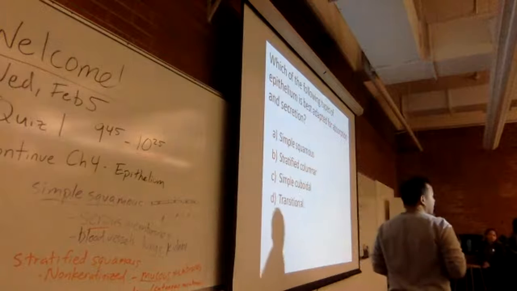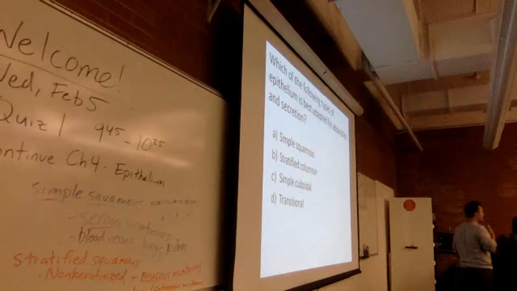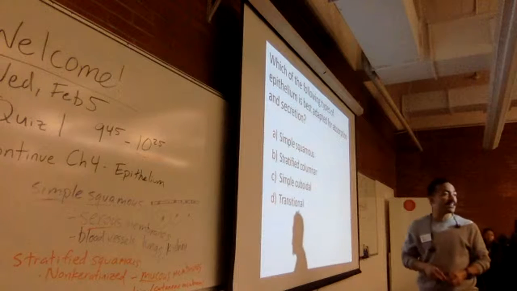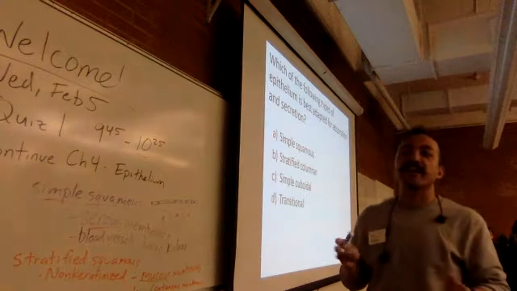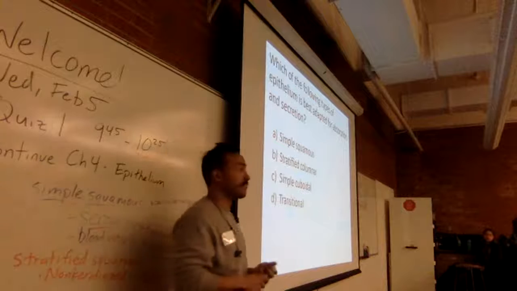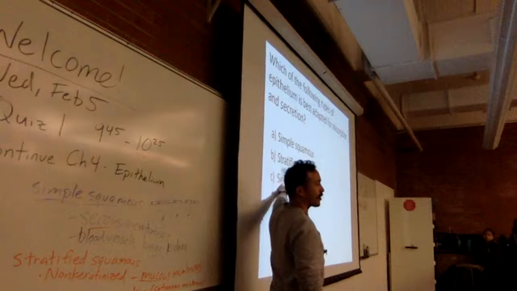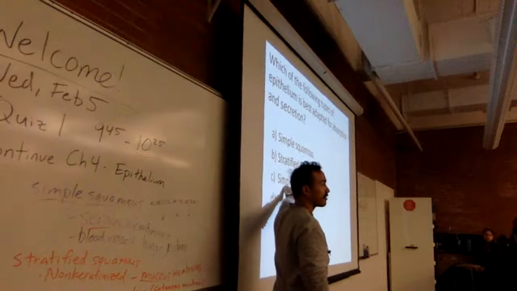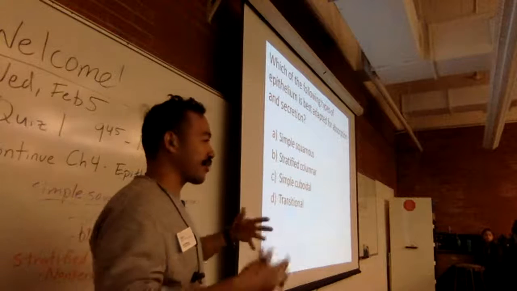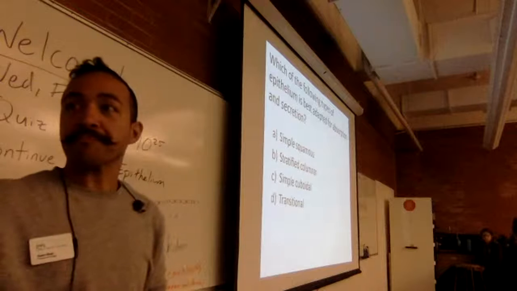All right, one more time, please. Hands on 3. 1, 2, 3. On 3, say the letter. 1, 2, 3. C. Great, yeah. Simple is always best for absorbing, but if you also want to secrete, then you need something like cuboidal or columnar. Columnar is not listed, so simple cuboidal is the best answer here. Most of your endocrine glands are simple cuboidal. Endocrine glands are glands that produce hormones and release stuff to your bloodstream.